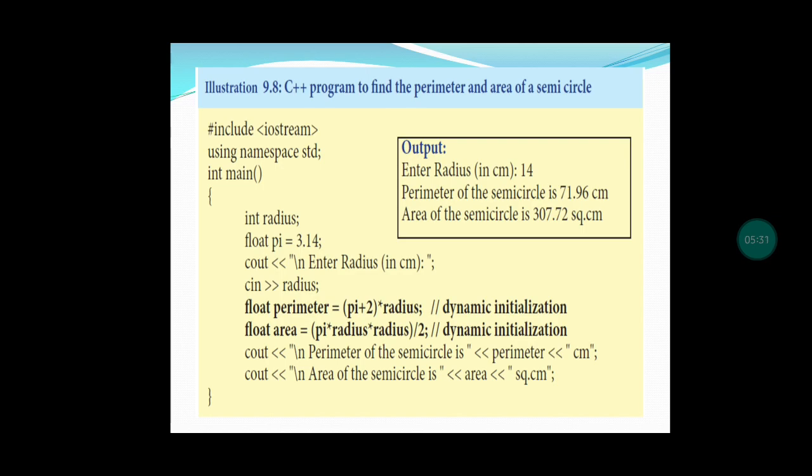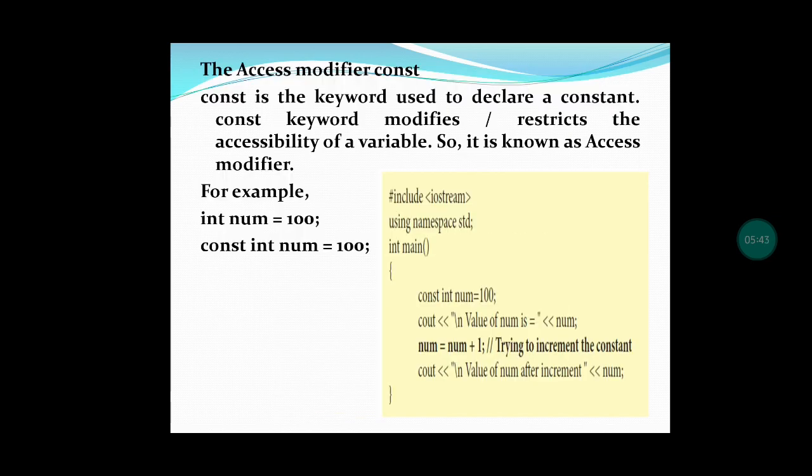So in this program we have calculated the perimeter and area of a semicircle, and by this program we can understand about the dynamic initialization. Next we will go for the constant. What is meant by constant?